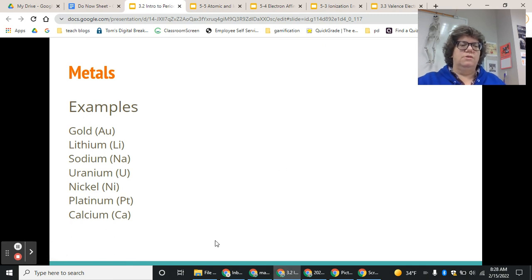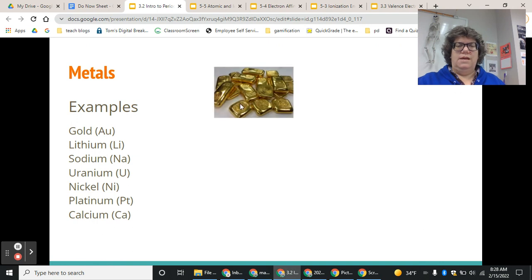But here's a few examples of metals: gold. That's gold right there. Pretty obvious. Everybody knows what it looks like. Lithium is another metal used in batteries. You've heard of lithium batteries.